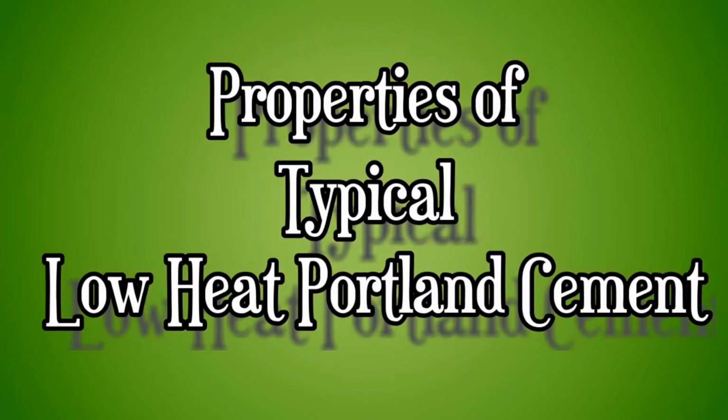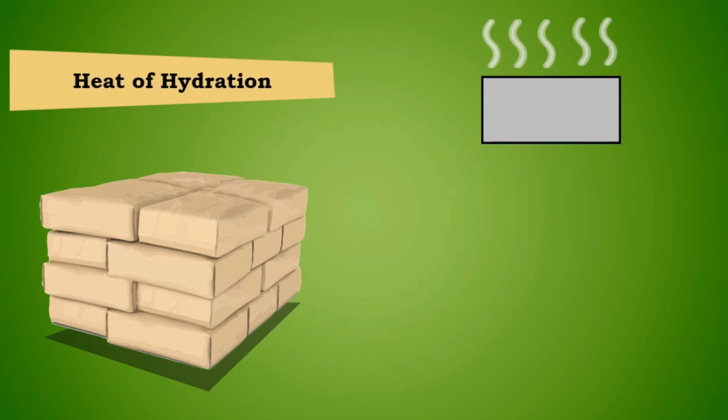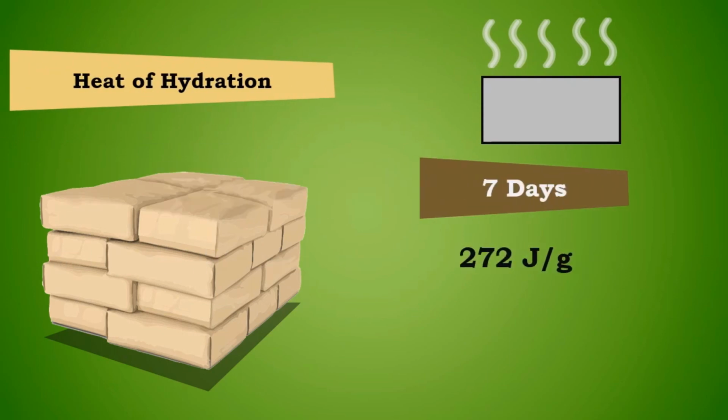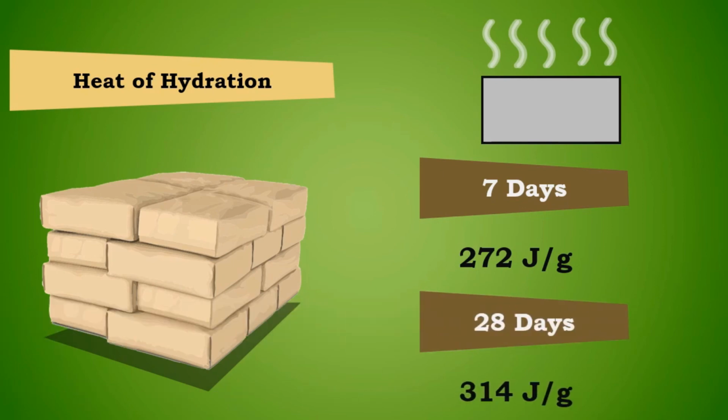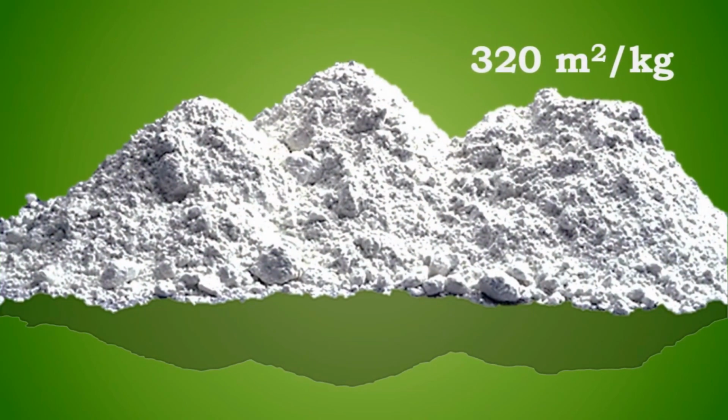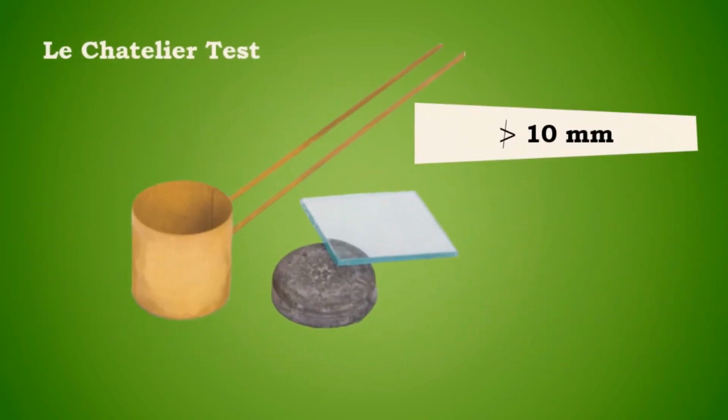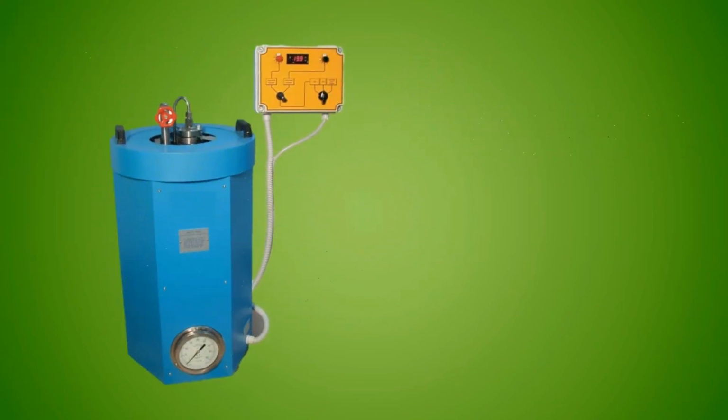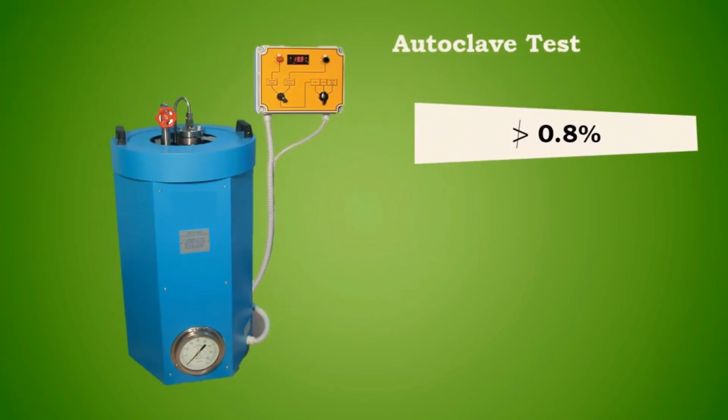Properties of typical low-heat Portland cement. The heat of hydration should not be more than 272 Joule per gram at end of 7 days and 314 Joule per gram at the end of 28 days. The fineness in terms of the specific surface should not be less than 320 meters square per kilogram. The cement should not have expansion more than 10 mm for Le Chatelier test and 0.8% for autoclave test.